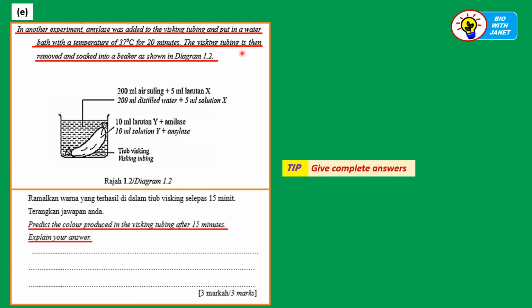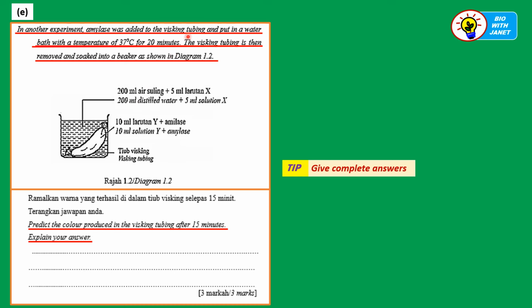Now let's go on to the last question. In another experiment, amylase was added to the Visking tubing and put in a water bath with a temperature of 37 degrees Celsius for 20 minutes. That was the first step. Then only the Visking tubing is removed and soaked in the beaker as in diagram 1.2.